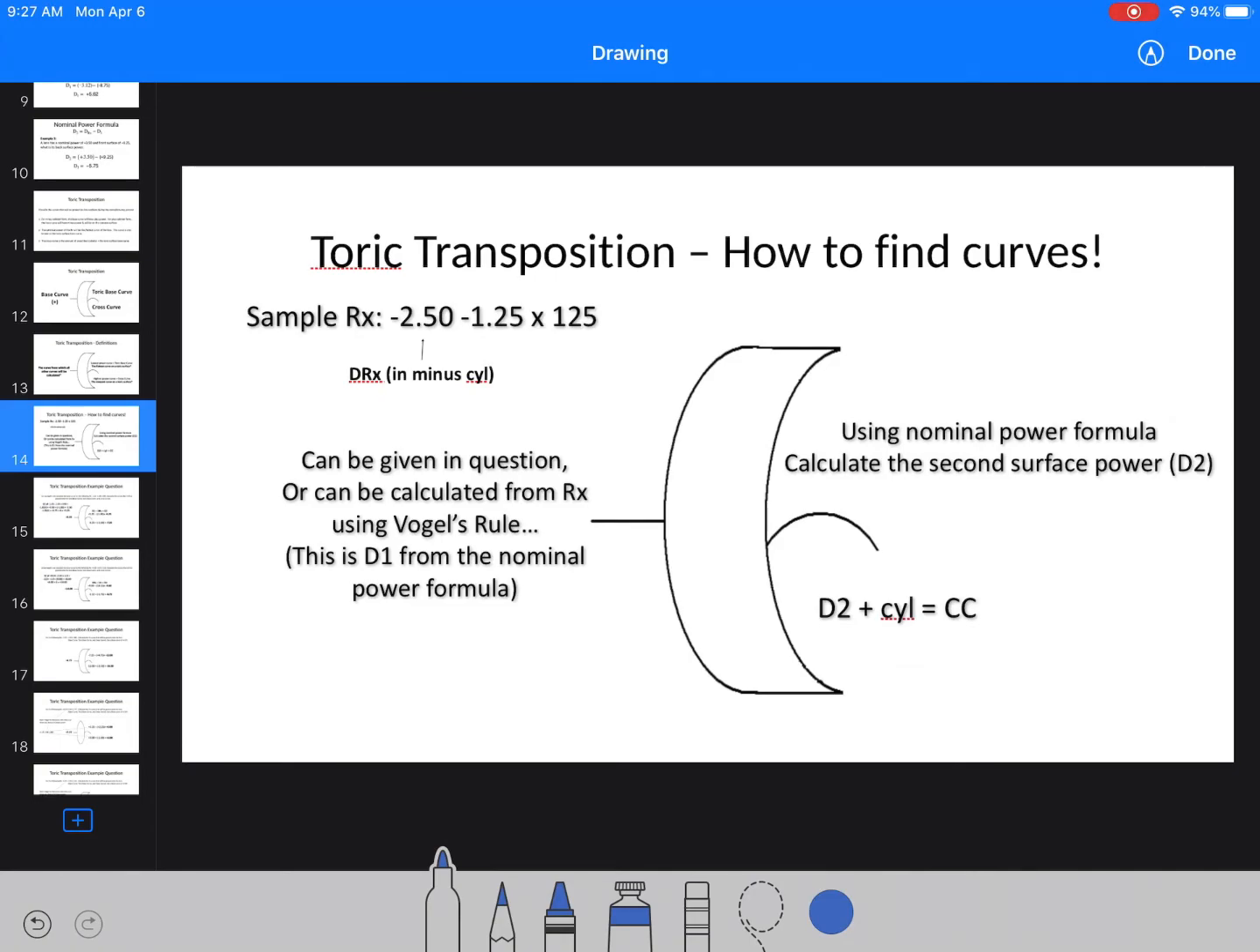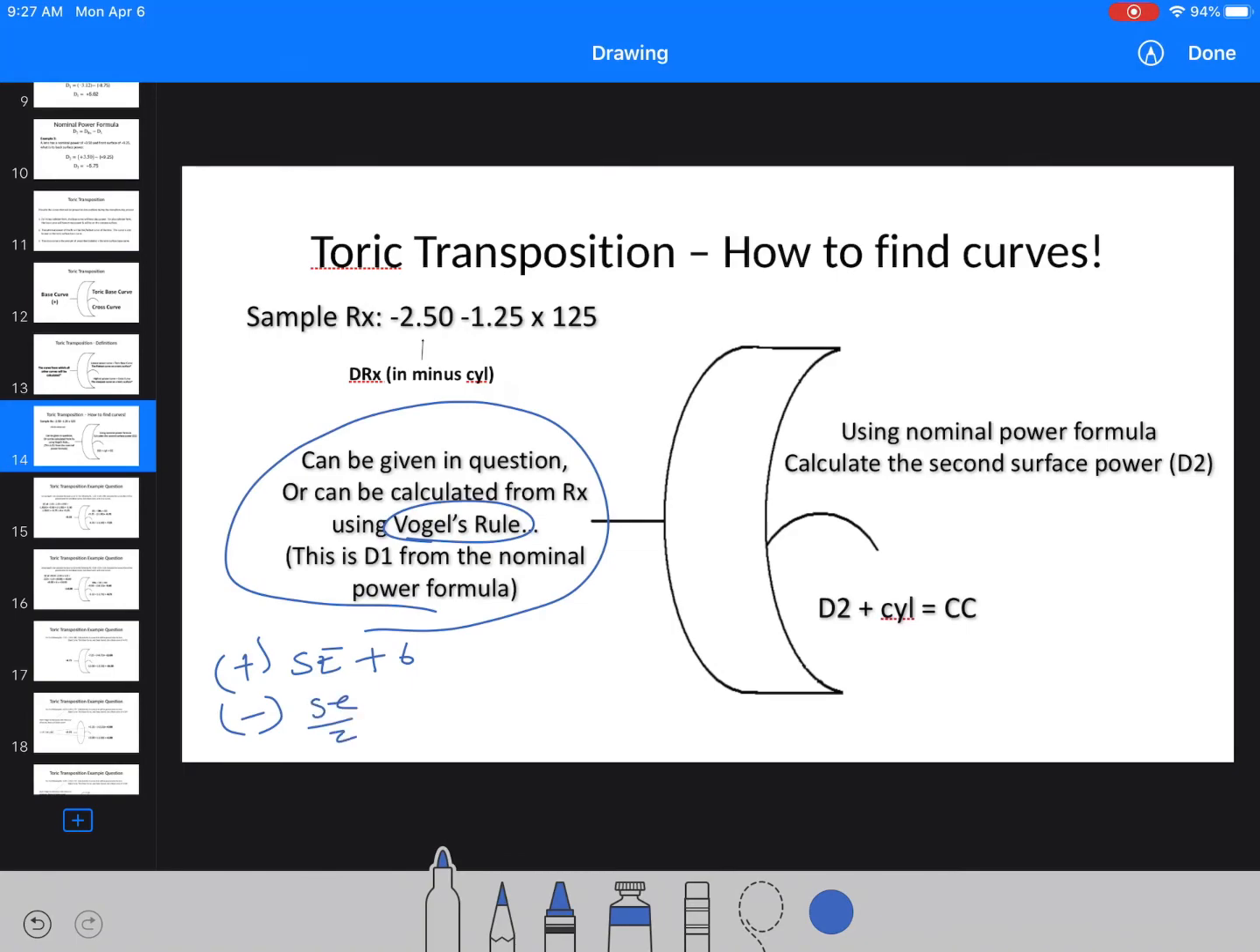So here's a sample prescription. How to find the curves. So the base curve is either going to be given in the question, or we need to remember Vogel's rule. Vogel's rule for a plus lens is the spherical equivalent plus 6, and for a minus lens, it's the spherical equivalent divided by 2 plus 6. So you'll always be able to find out the base curve either given in the question or using Vogel's rule.